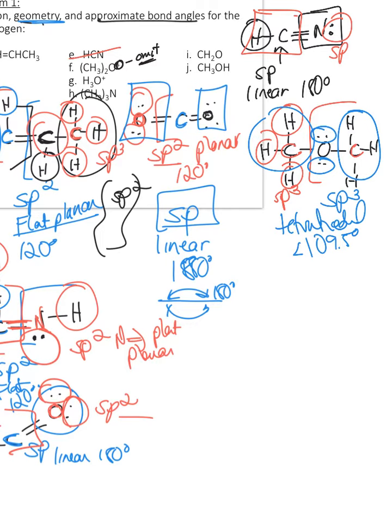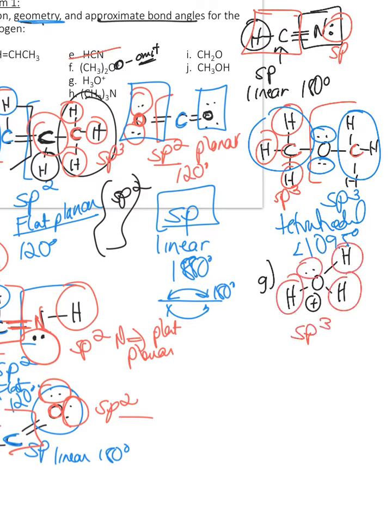Okay, G is the hydronium. The hydronium, so that's oxygen with 3 bonds. If you do the formal charge, you'll see that the oxygen has a positive charge. And then, so oxygen here will be 1, 2, 3, and then lone pairs, 4 things. So that's sp3. That's tetrahedral and less than 109.5 degrees.